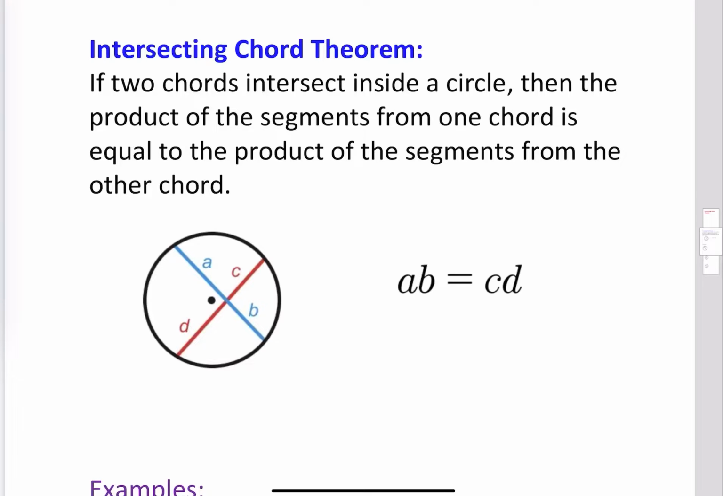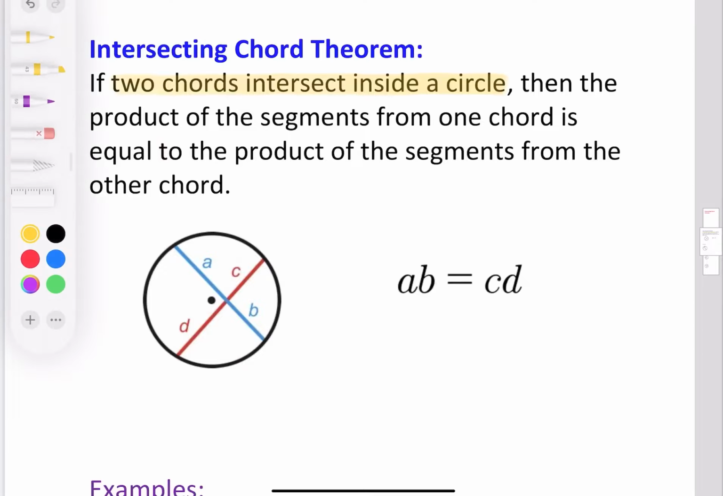So what does that mean? Well, the first thing that we need here is two chords that are going to intersect inside our circle. So we have two chords. We have one that is in blue, which contains the A and the B, and we have one that is in red, which contains the C and the D.